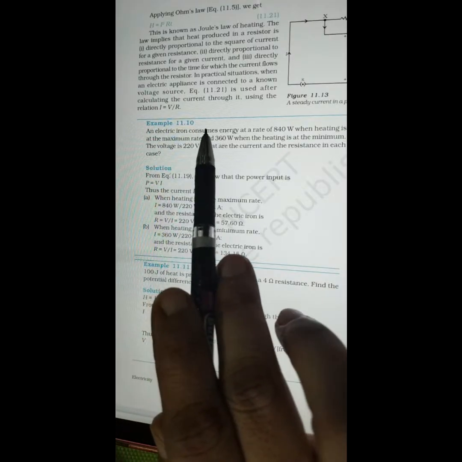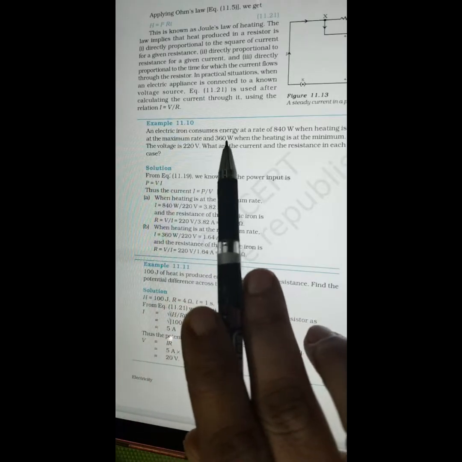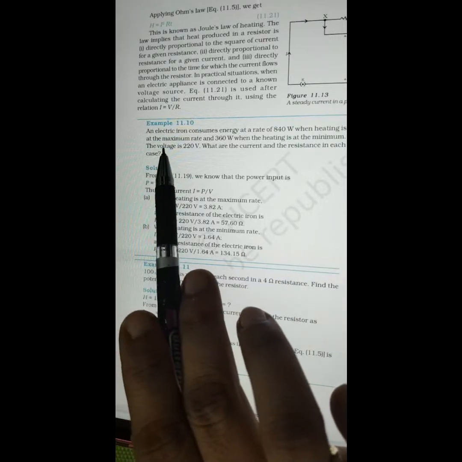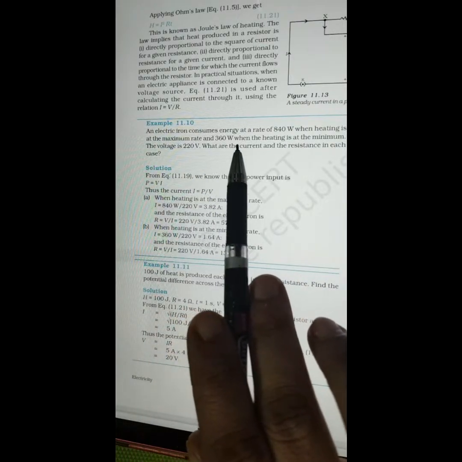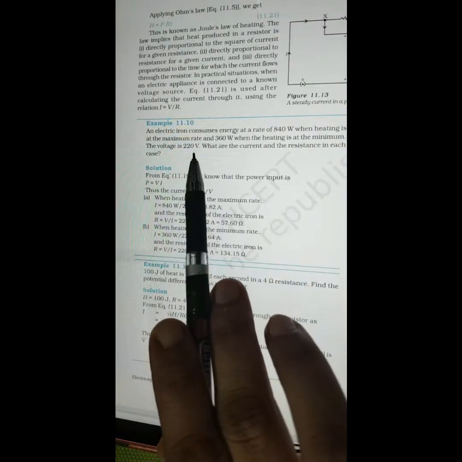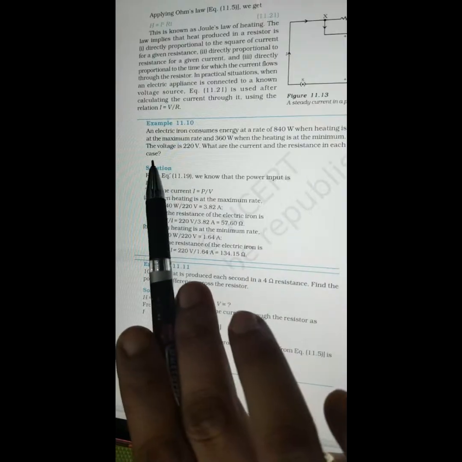Example 11.10. An electric iron consumes energy at a rate of 840 watt when heating is at the maximum rate, and 360 watt when the heating is at the minimum. The voltage is 220 volt. What are the current and the resistance in each case?